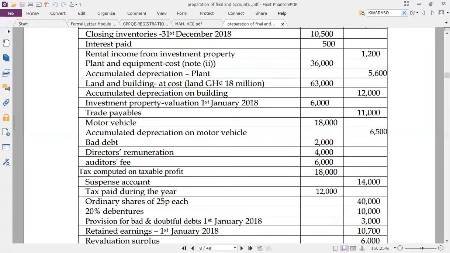Good. Suspense account, we talk about that. Now, anytime you see suspense in a trial balance, they have to tell you the source. Other than that, your financial statement will not balance. Good.